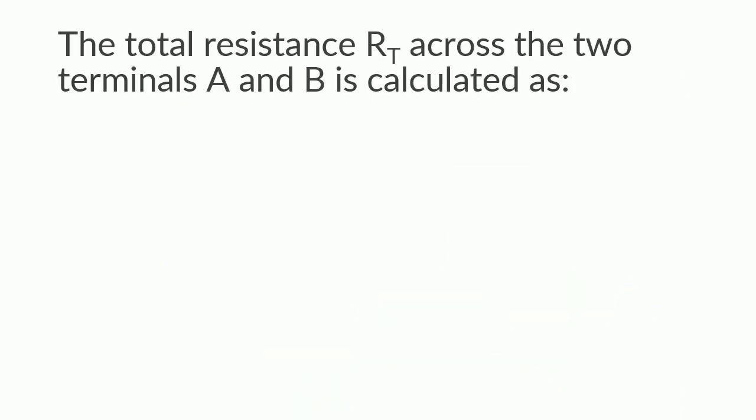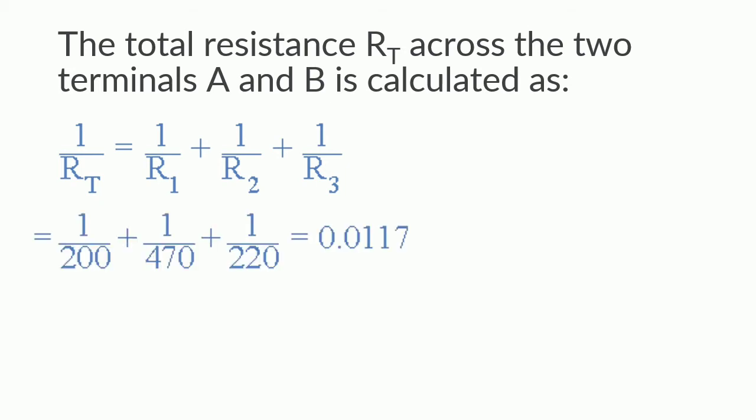So the total resistance, or R sub t, across the two terminals A and B is calculated as 1 over R sub t equals 1 over R sub 1 plus 1 over R sub 2 plus 1 over R sub 3. Then we substitute the value for R sub 1, which is 1 over 200 ohms, plus R sub 2, 1 over 470 ohms, plus R sub 3, 1 over 220 ohms. So ang gagawin natin dito guys is i-divide natin yung 1 by 200, 1 by 470, then 1 by 220. And then we add, ang sagot natin is 0.0117.